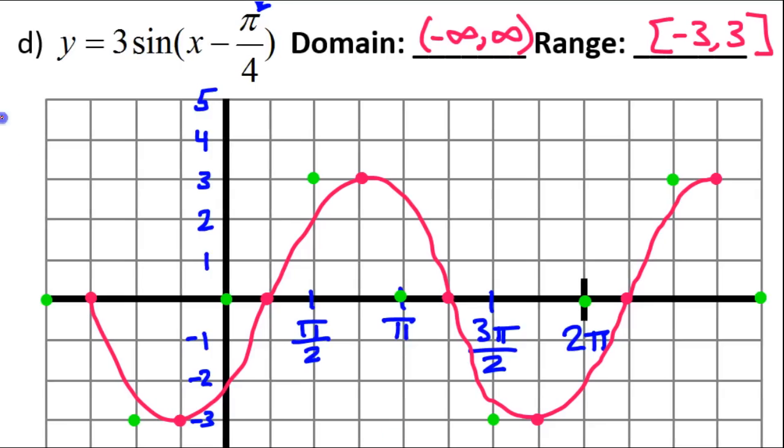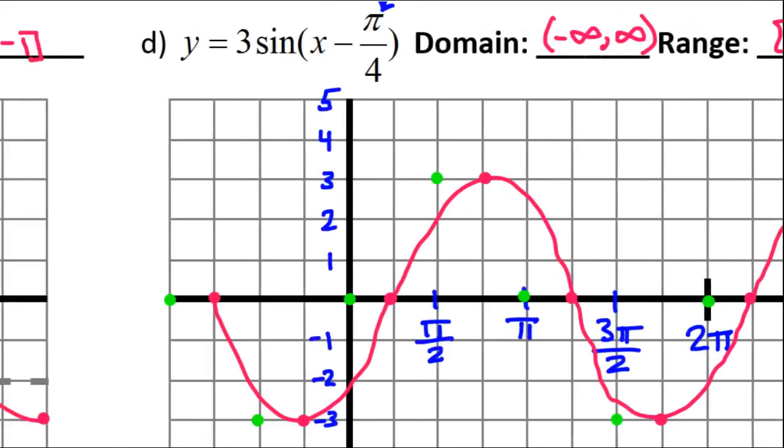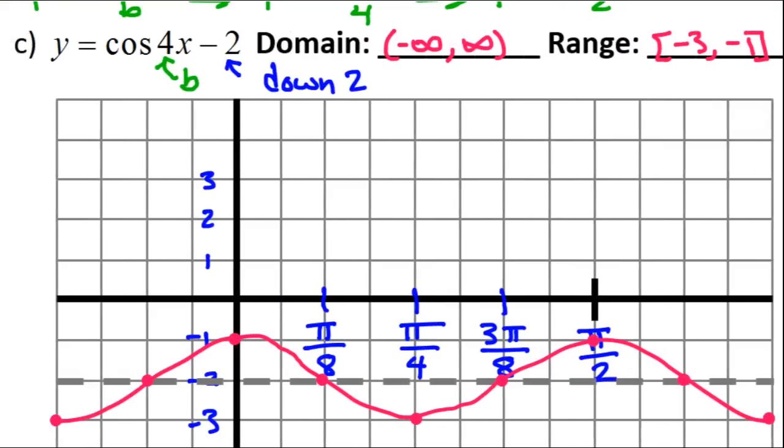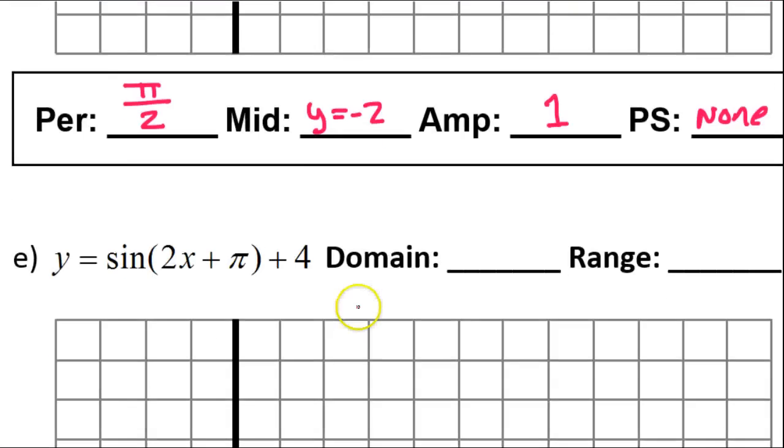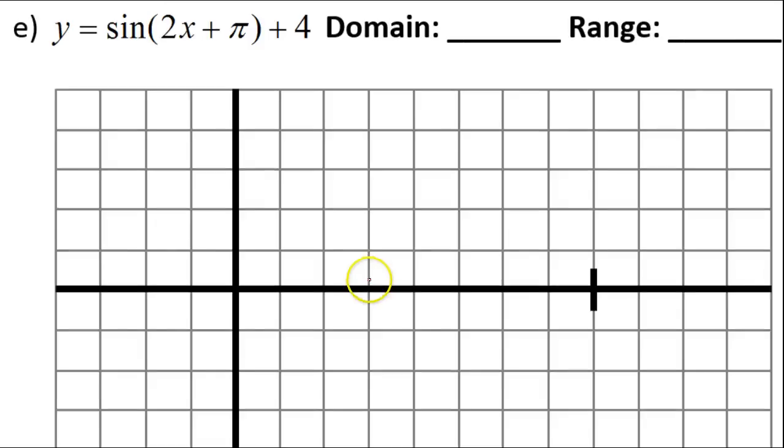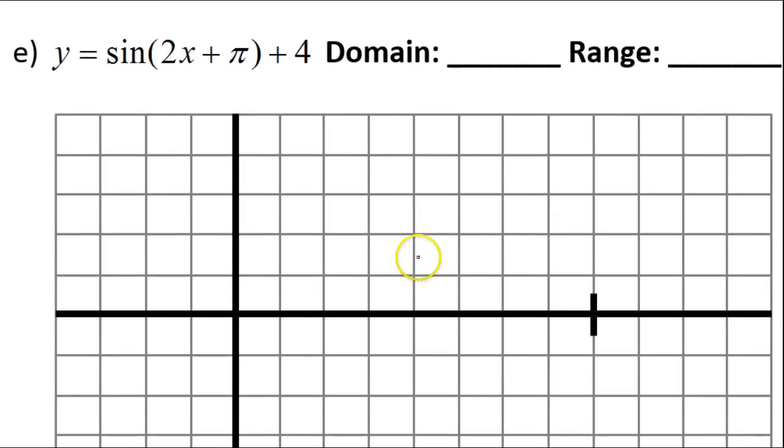Alright, so that was D. Are there any more of these? We've done 4. That seems like plenty. Oh, wait, there's more. Fantastic.